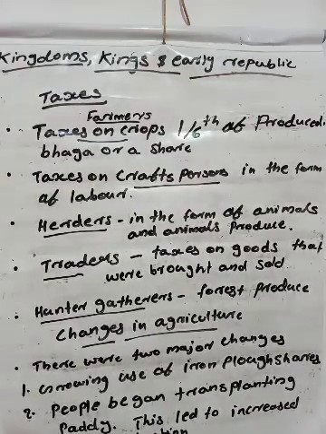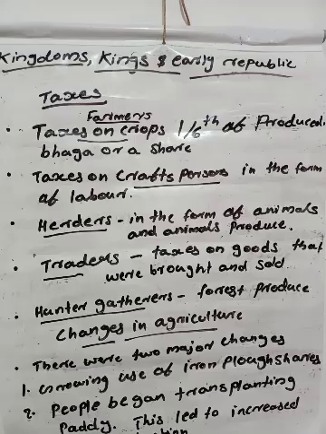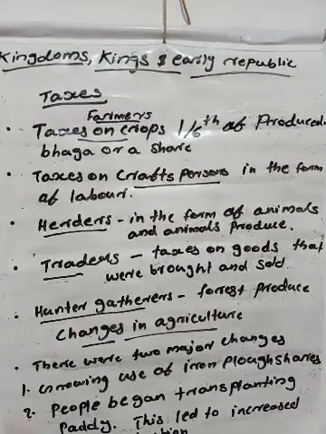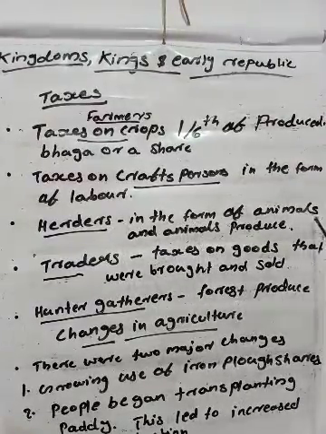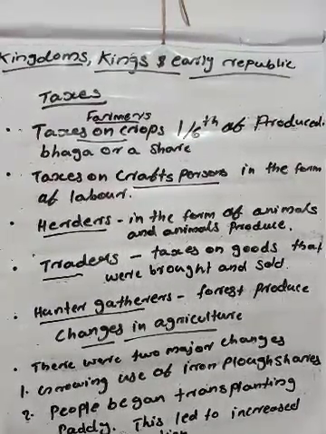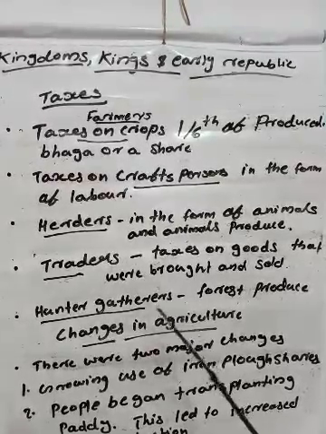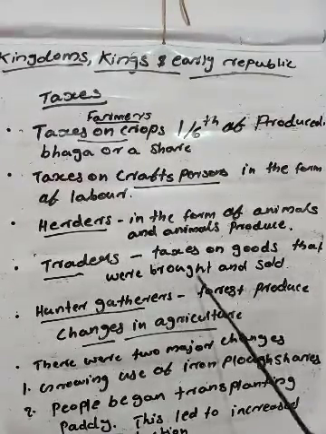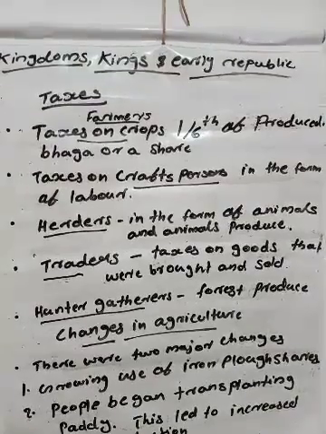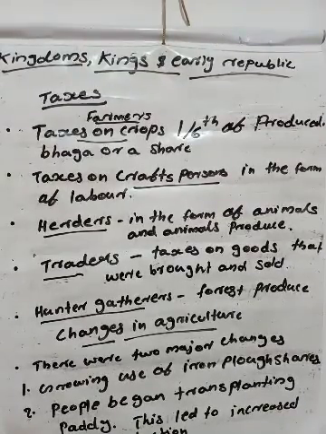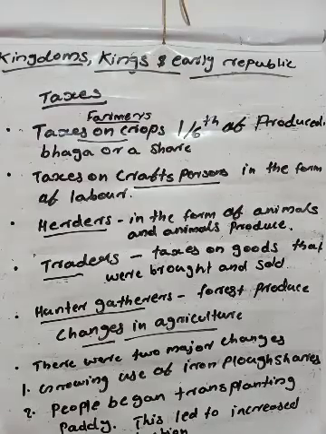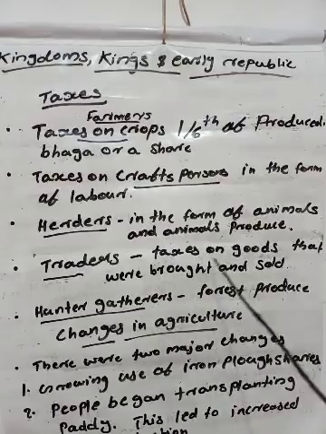Then herders were also expected to pay taxes in the form of animals and animal produce. Then the traders: there were also taxes on goods that were bought and sold through trade. Of the things they brought for sale, one share they had to give to the kings. That is the tax on trade goods.